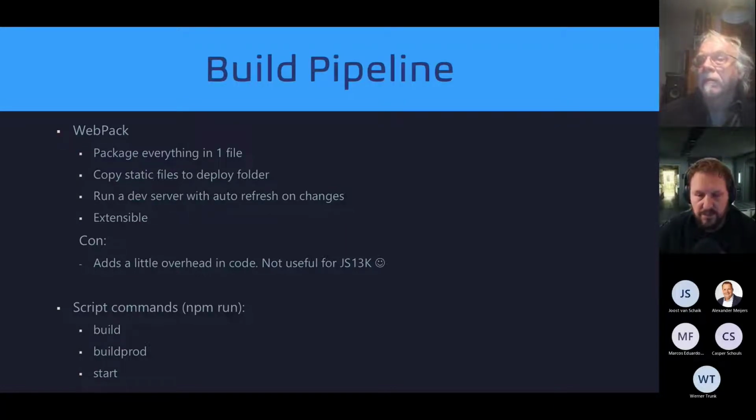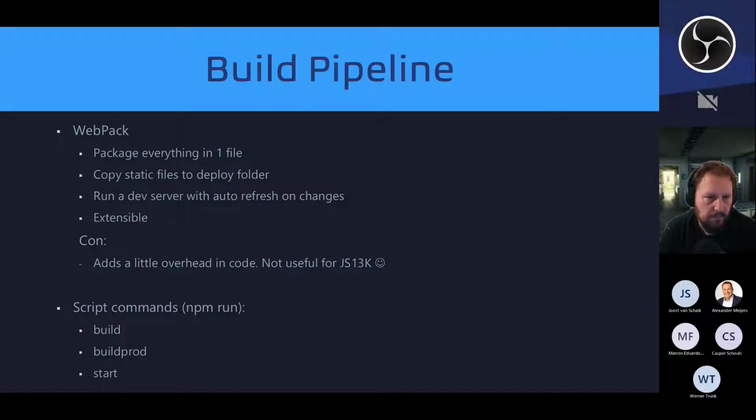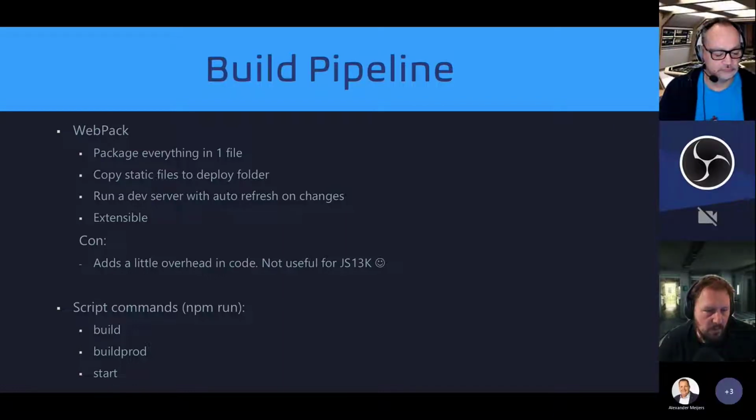There could be shaders in there that need to be combined, and you want to deploy them to a deployment folder. I'm using Webpack to automate everything. It has a simple config file, but it's completely extensible. You can do whatever you want, even adding custom stuff to that build pipeline. And there's also a simple server that comes with it that you can just run, and it auto refreshes on changes, refreshes your browser, so you don't have to hit refresh every time.